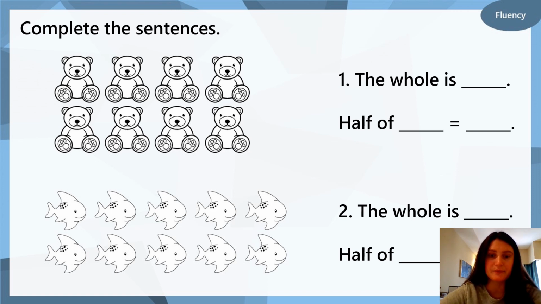Question 2, we have some fish. The whole is How many fish are there altogether? Count them and write it beside question 2. The next part of the question, we have to find half. Draw your 2 big circles and find half. You can pause the video while you answer this question.